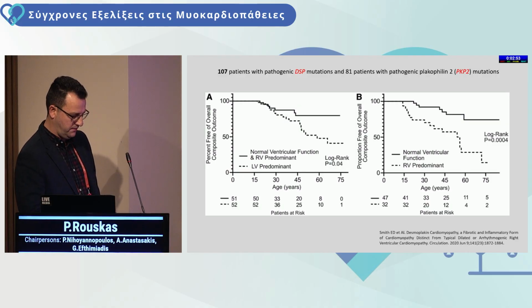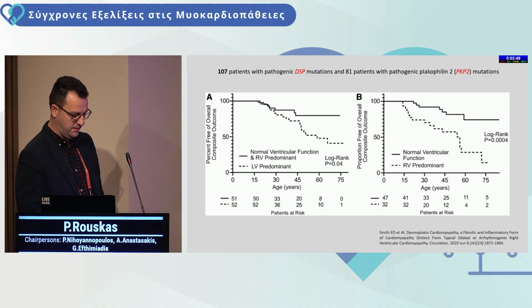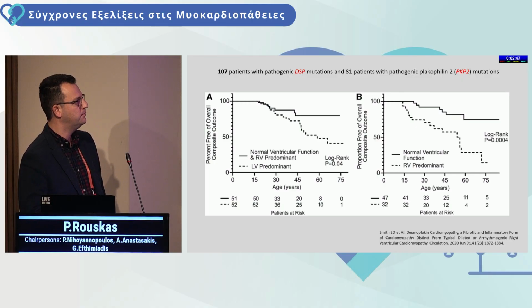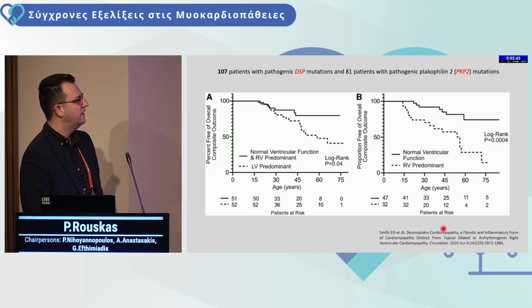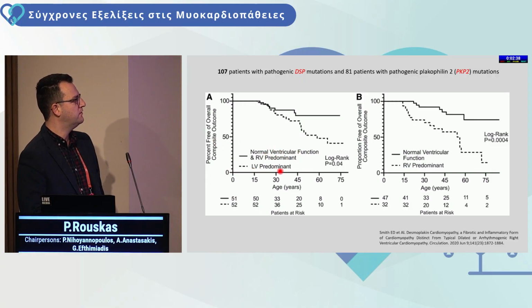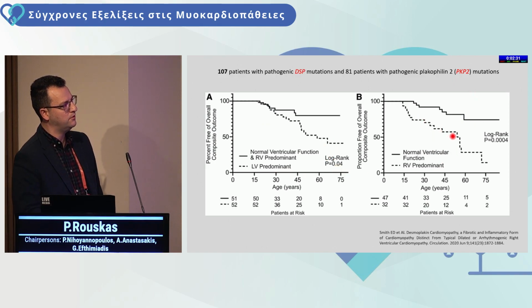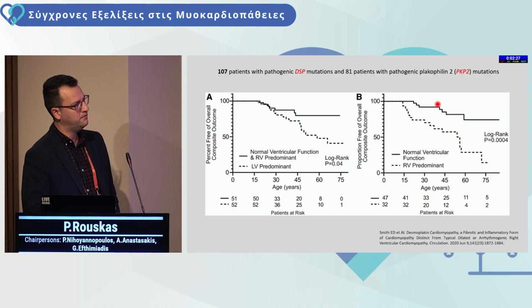Now, from this specific paper from Smith, comparing pathogenic DSP mutations with plakophilin 2 mutations, we can see that patients with desmoplakin cardiomyopathy and LV systolic dysfunction, compared to patients with normal ventricular function, are getting worse. They have the poorest prognosis, whereas with plakophilin mutations, patients with RV systolic dysfunction do worse than people with normal ventricular function.